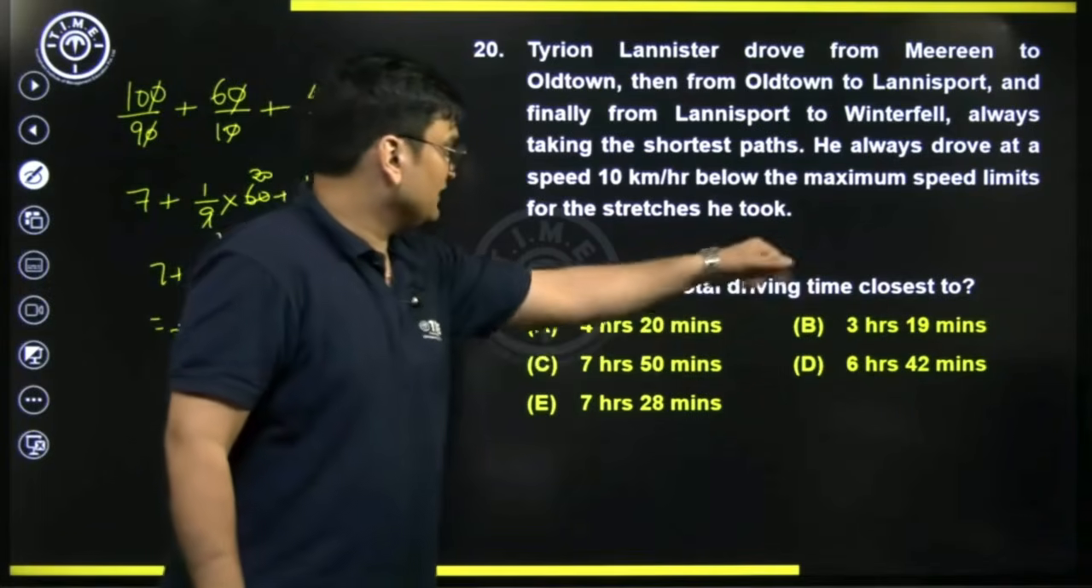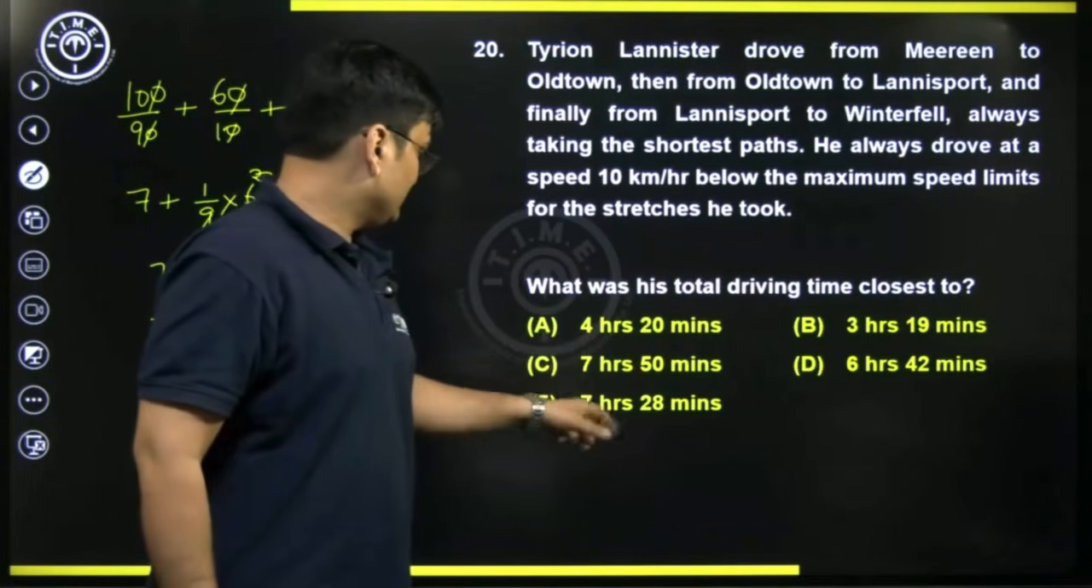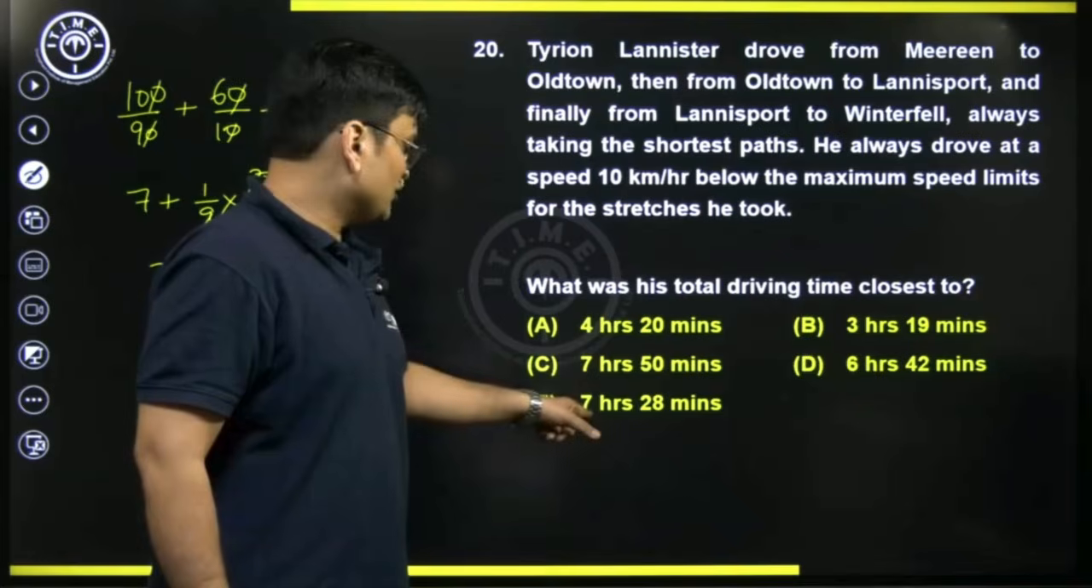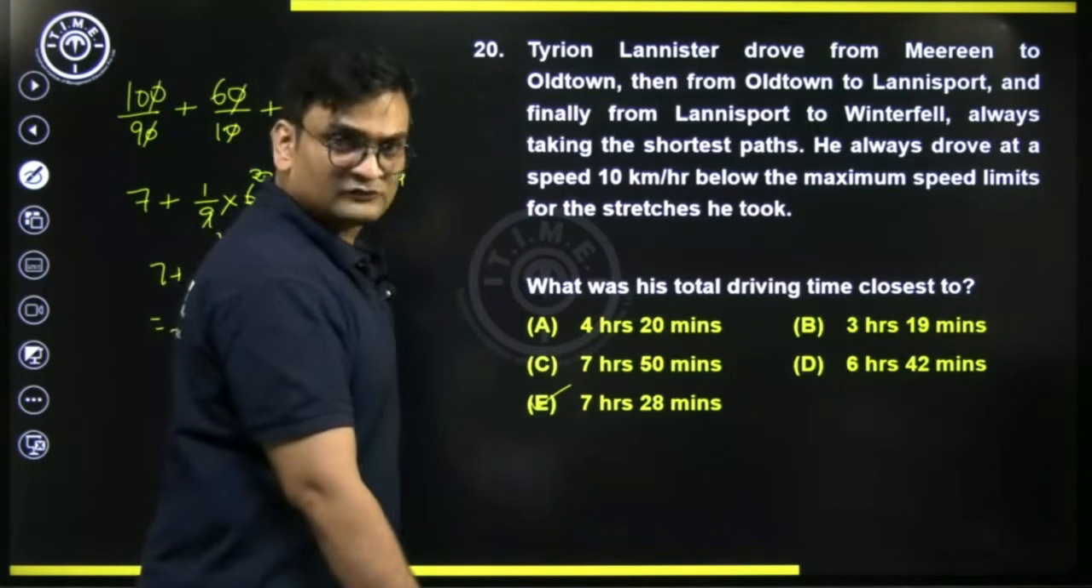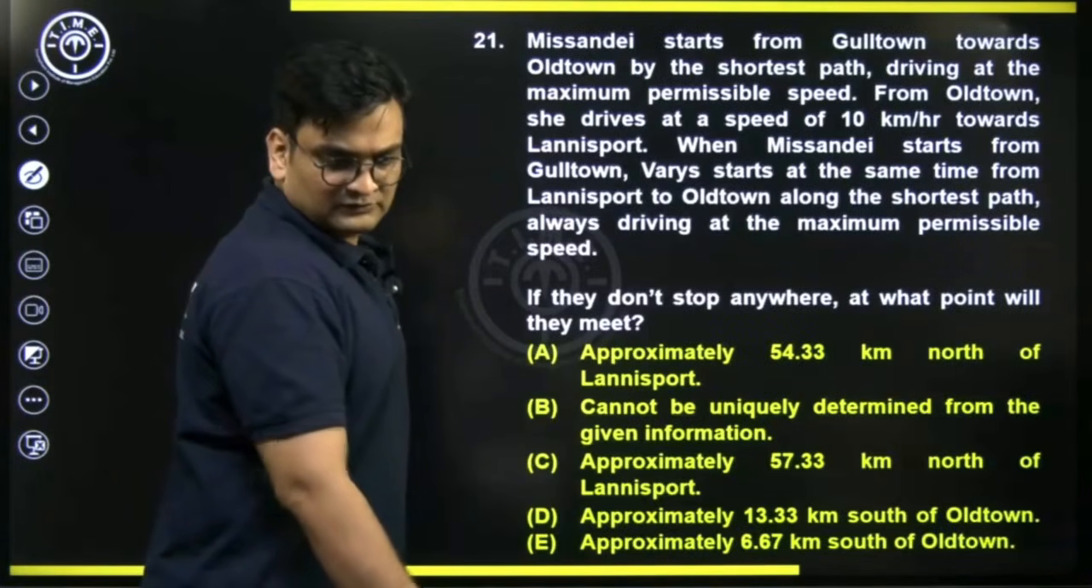So, what was his total driving time closest to? Definitely not A. This looks close, but we have a better option. E should be our answer. That is going to be the correct answer. Alright. Let us look at 21st.